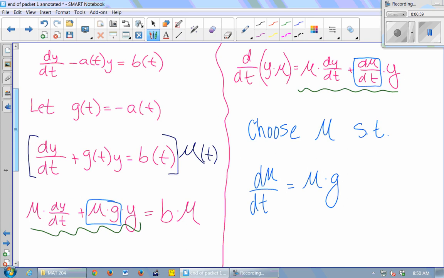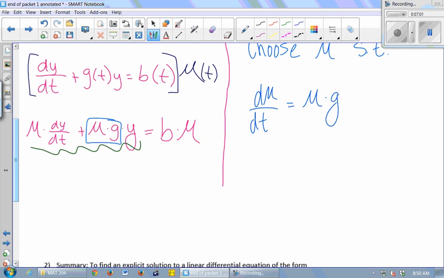So this dμ/dt equals μ times g is another differential equation. Can you solve that thing? Remember, g is a function of t, and so is μ. Yeah, you can. You can solve it by separation of variables. So I would have 1 over μ dμ equals g of t dt, right? And then you can integrate both sides.